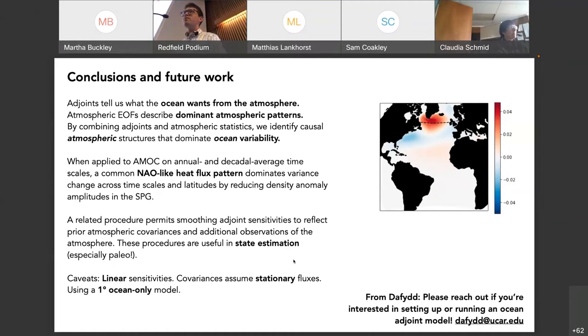And of course, there are some caveats. These are linear sensitivities in an ocean-only model, and we're assuming stationary statistics of the fluxes. I would end with this nice note from David, who points out that if you are interested in running ocean adjoints or computing them, then he'd be happy to help. So that's all. Thanks a lot.